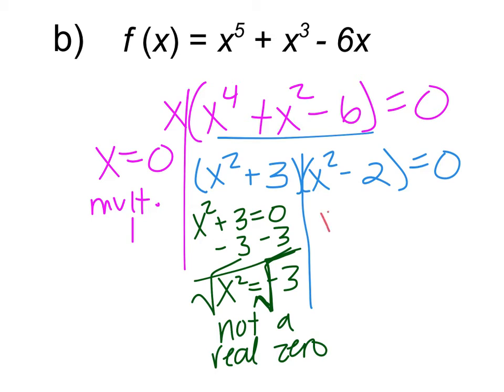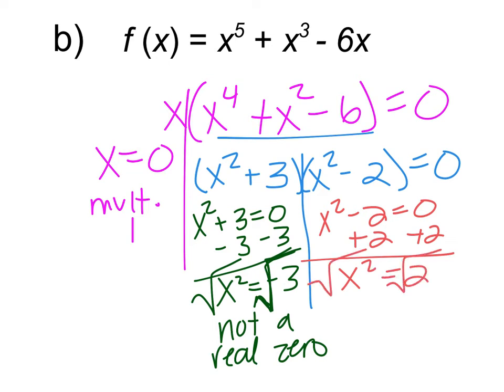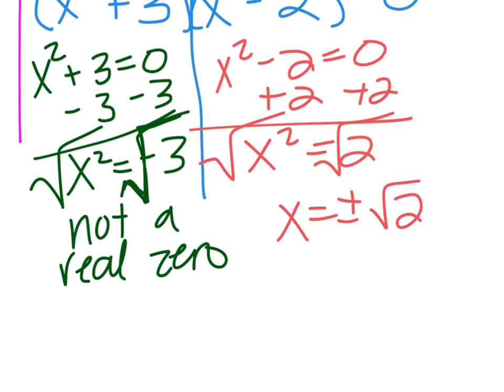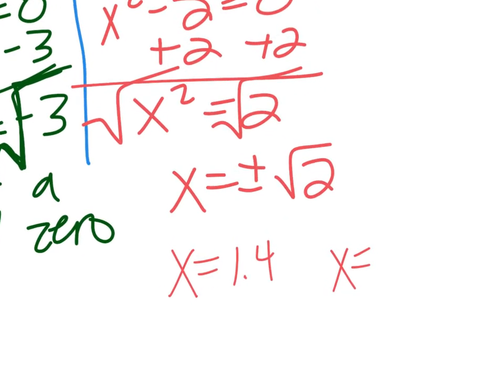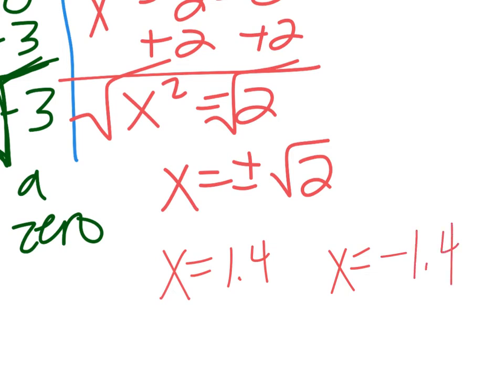And then if we do the other side, oops, x squared minus 2 equals 0. Add the 2. Take the square root, and we can take the square root of a positive. Now this one's not going to give us a whole number, which is fine. Plus or minus root 2. So if I split this apart, and if I were to graph this, I would want the decimal. So I would say that x equals positive root 2, which is about 1.4, and x equals negative that, so negative 1.4. And each of these have a multiplicity of 1.